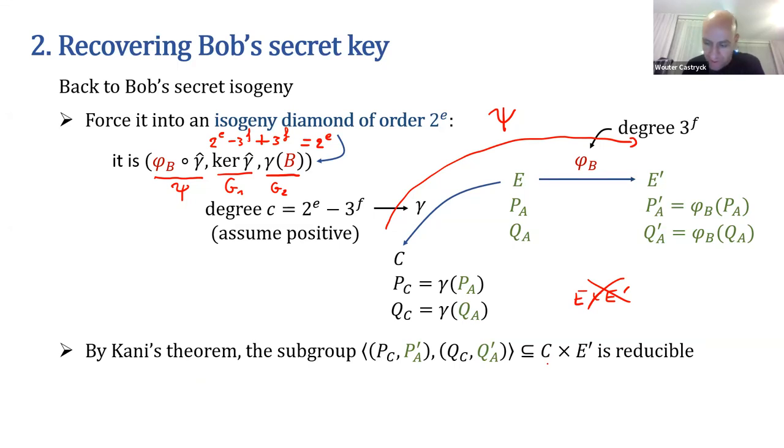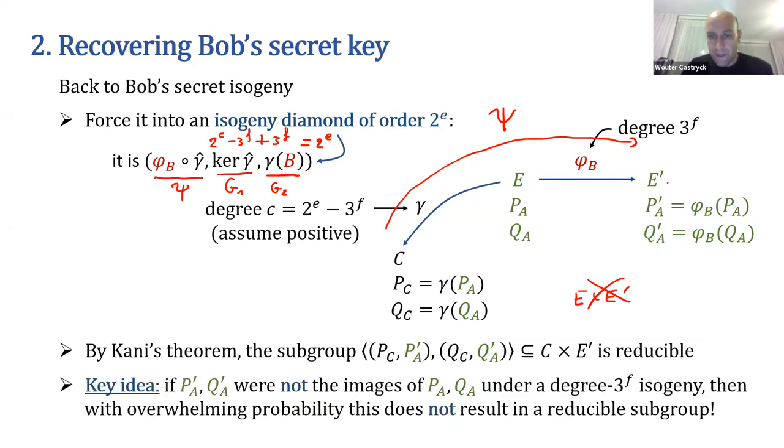But now the question is, what can we do with this? The key idea is, if it happened that these points were not the images of these points under a degree 3 to the f isogeny, then there is no a priori reason for this subgroup to be reducible. Because reducibility is such an exceptional event, we would probably not land on a product of elliptic curves. And so we can use this as a kind of decision test. We can check for the reducibility of this subgroup and conclude from this whether PA prime, QA prime is indeed a valid pair of auxiliary points under the secret degree 3 to the f isogeny or not.